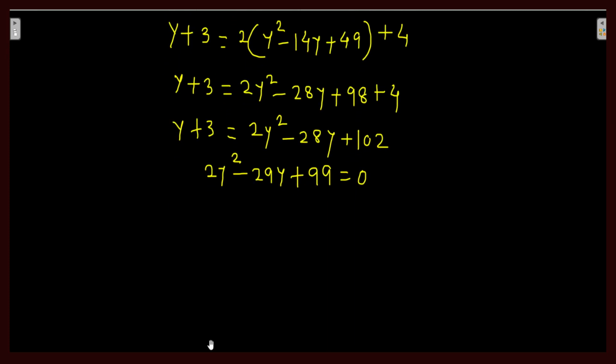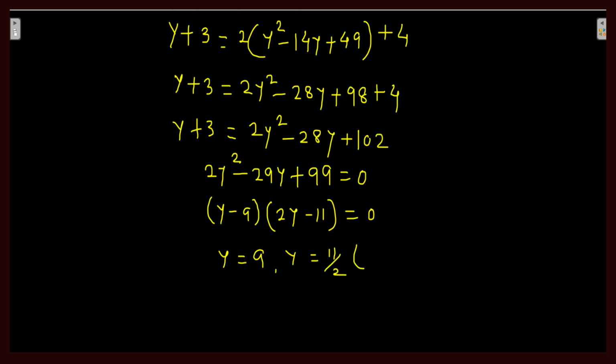Now split the middle term to get the factors of this quadratic equation. So if you take the factors, you get Y minus 9 into another bracket, 2Y minus 11, which is equal to 0. And therefore Y is equal to 9 and Y is equal to 11 by 2. 11 by 2 cannot be an age, so it is rejected.